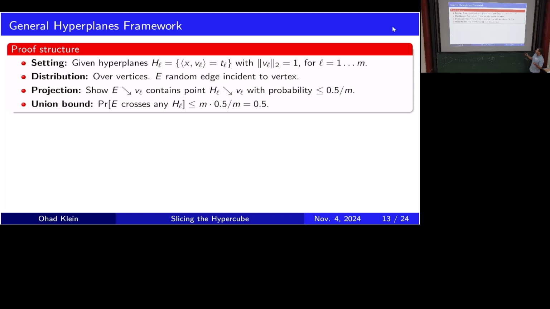We want to show that this probability is bounded by 1 over n. When we do this, we just use union bound to say that the probability that E crosses any hyperplane is at most, we go over all hyperplanes, and the probability to capture each hyperplane is at most 1 over m, and this is why we will finish once we give such a good distribution. So our input is these hyperplanes, and we want to give a good distribution that will satisfy this projection inequality.